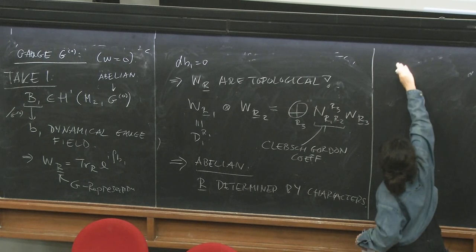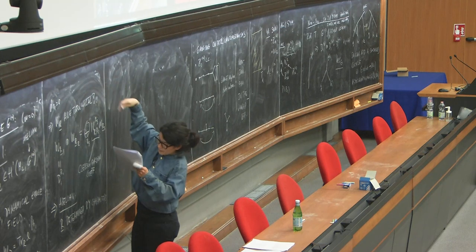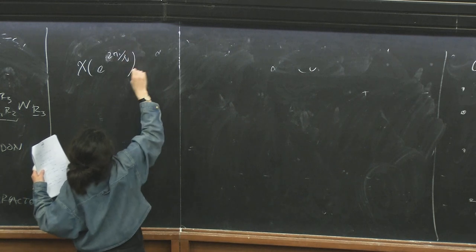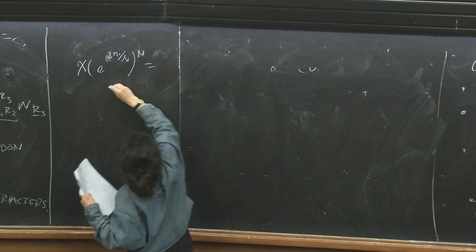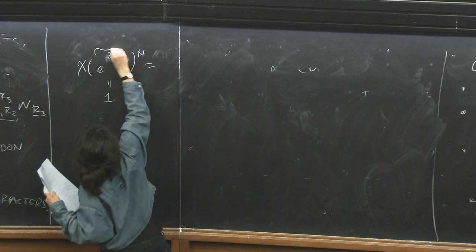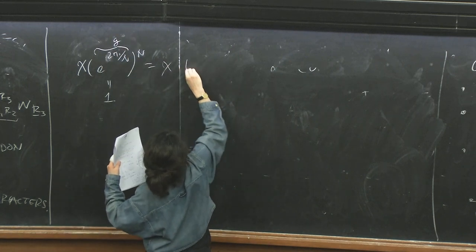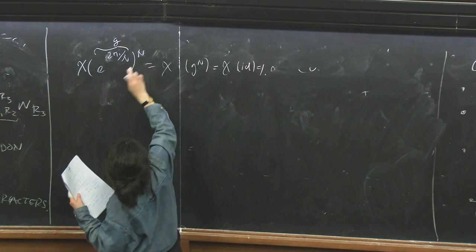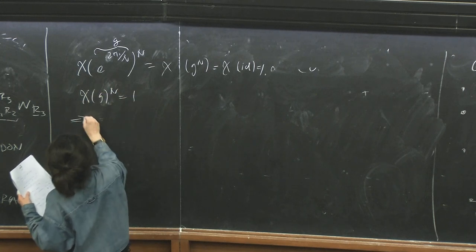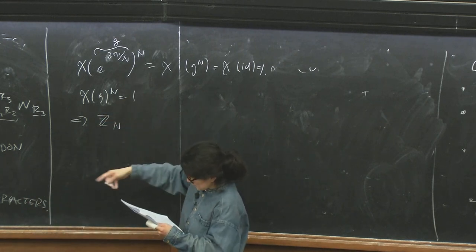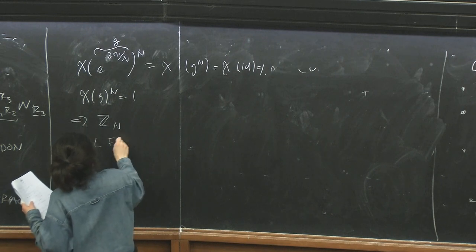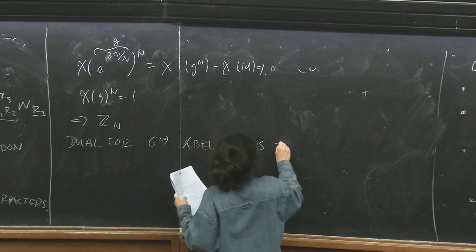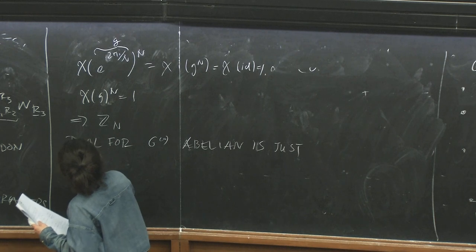Okay, so when you do this, the character for an e to the i theta, say e to 2 pi i over n, if I take this to the n, needs to satisfy that this is equal to the identity. If this is g, it is also equal to the character of g to the n, which is equal to the character of the identity, which is 1. So you find that the character of g to the n is equal to 1. So in fact, these representations are also just Zn dual lines. So this is just saying that the dual, in this case for G0 abelian, is just isomorphic to G0 again.